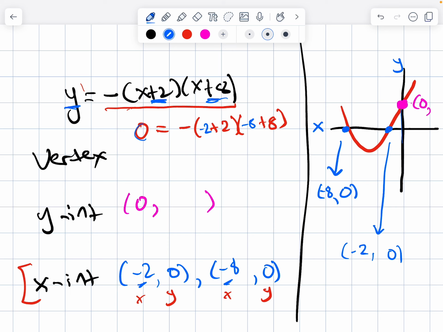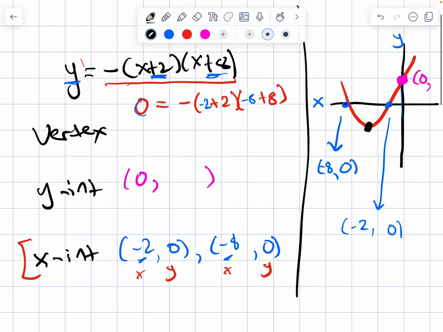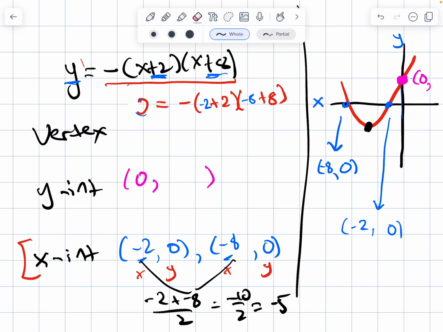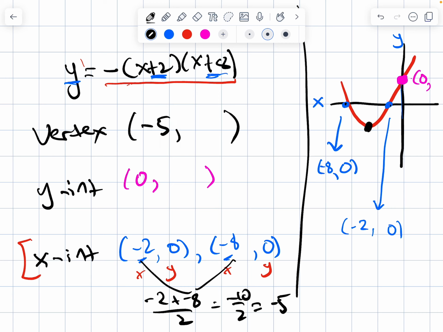Now, let's talk about the vertex. We haven't talked about the vertex yet, but the vertex is right in between those two x-intercepts. So we're looking for a number that's in between negative 2 and negative 8. The way you find this is you add them up and divide by 2, and I've got negative 5. So my vertex is going to be, let me just erase all this, my vertex is going to be negative 5 comma something.